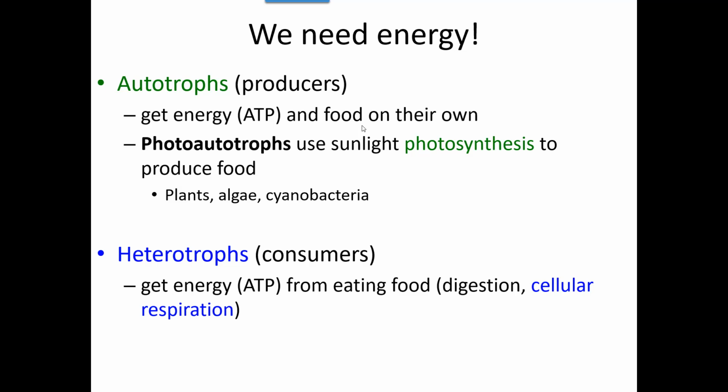Heterotrophs are organisms that have to consume their food. They cannot make their own. So they get all of their energy, their ATP, from eating food through digestion and then the process of cellular respiration, which we'll talk about in another lecture. So we are heterotrophs as humans because all of our energy has to come from food. We can't make our own.